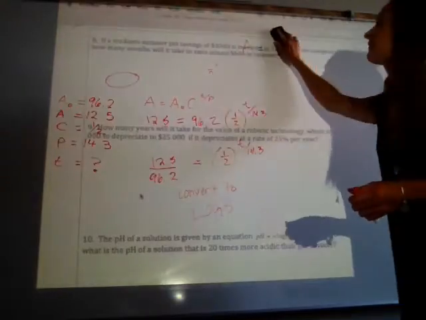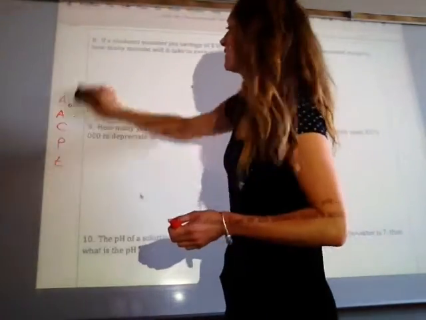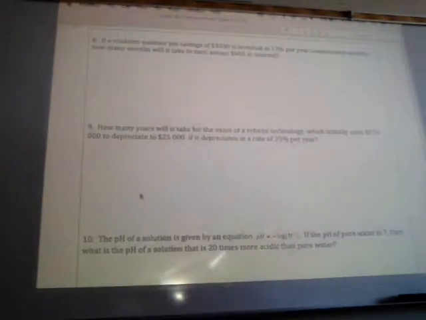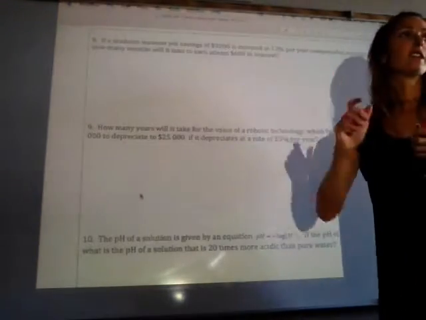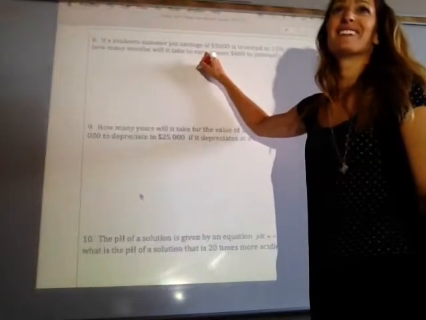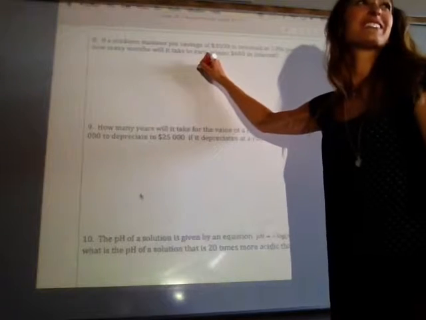Next, money. It's dealing with financial applications of exponents and logs. If a student's summer job savings of $3,000 is invested at 12% per year compounded monthly, how many months will it take to earn at least $600 in interest? I just want to make sure you have the formula memorized. What would I use for financial applications of exponents and logs? I over n.